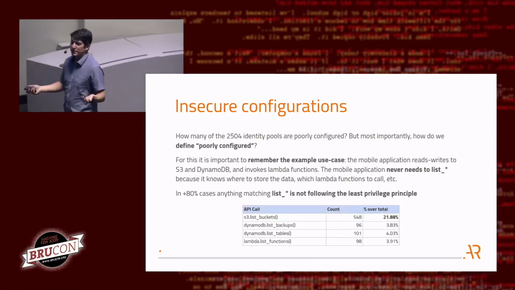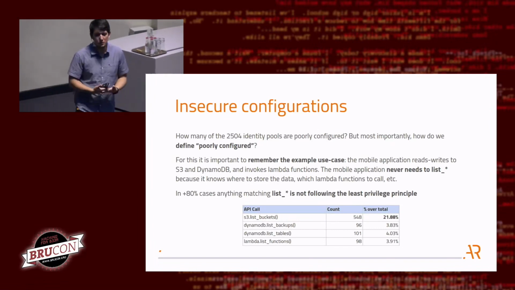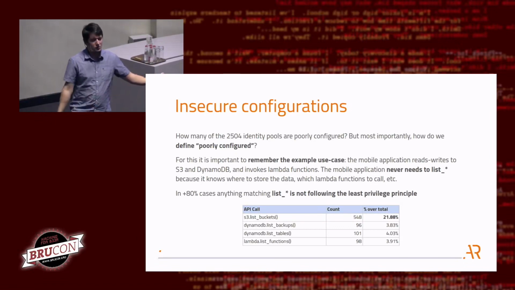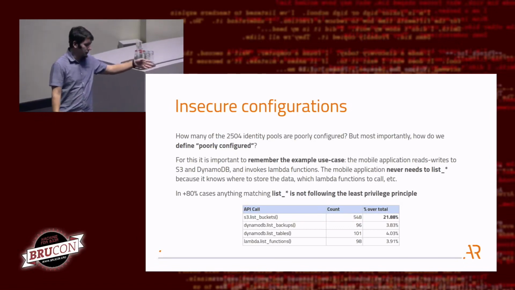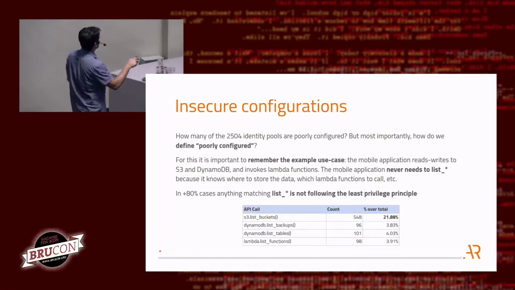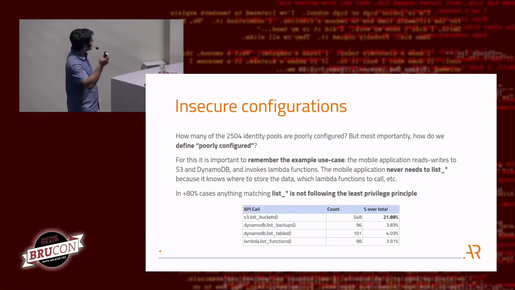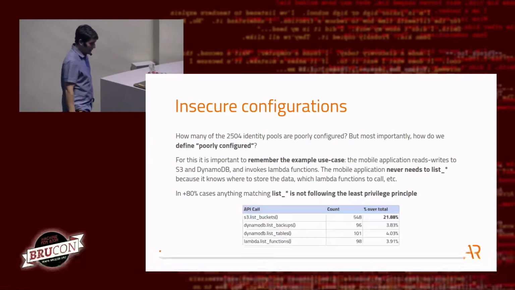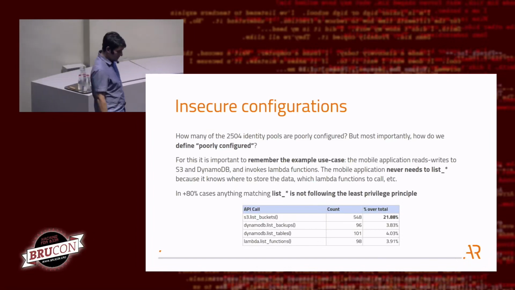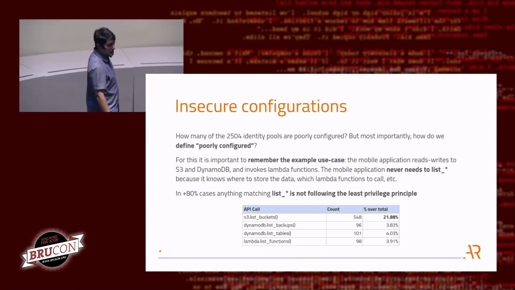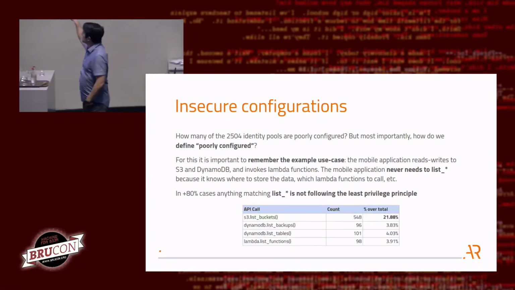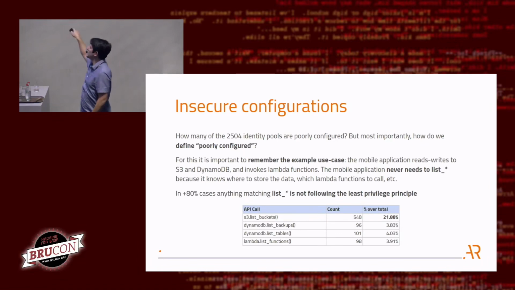DynamoDB is a NoSQL database hosted at AWS. So there's certainly no need for an application such as the one that I explained before to have access to list backups. So with this in mind, I found that around 20% of the Cognito installations allow list tables, around 20% list buckets, and 4% list backups.